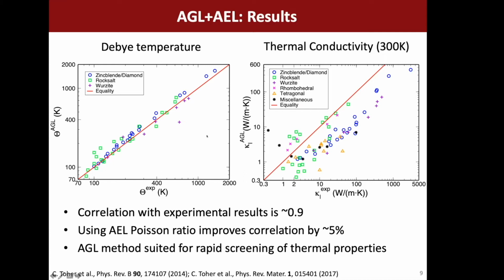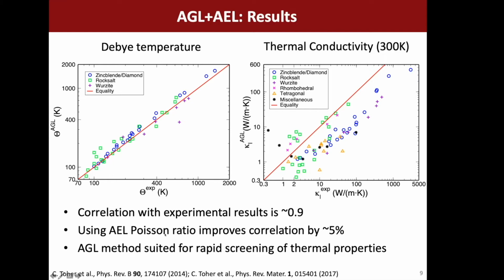So here are the correlations with the experimental results. This is the Pearson correlation, which is on the order of about 0.9. Using the AEL Poisson ratio, instead of using an approximation, there are two different choices. You can use what's called the default value, if you don't know what the Poisson ratio is, of 0.25, which is sort of in the middle of the range of Poisson ratios.